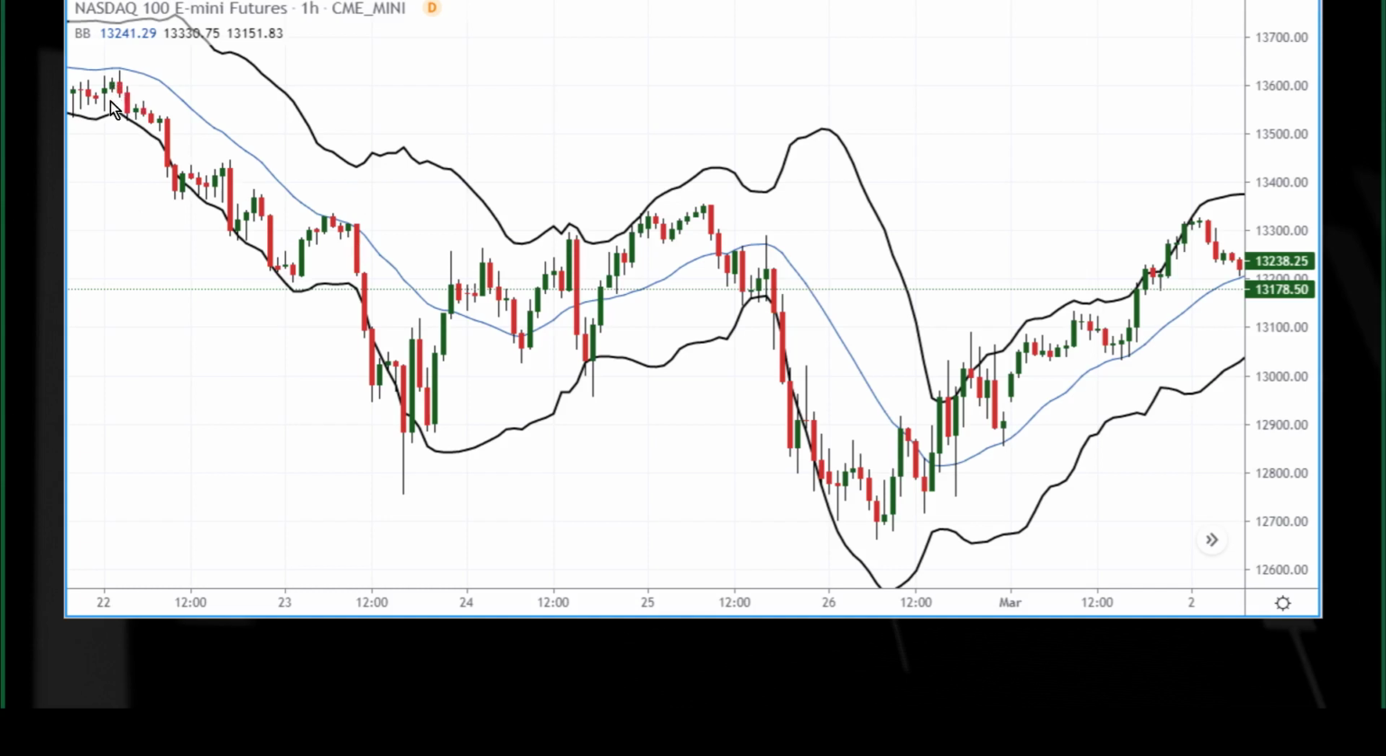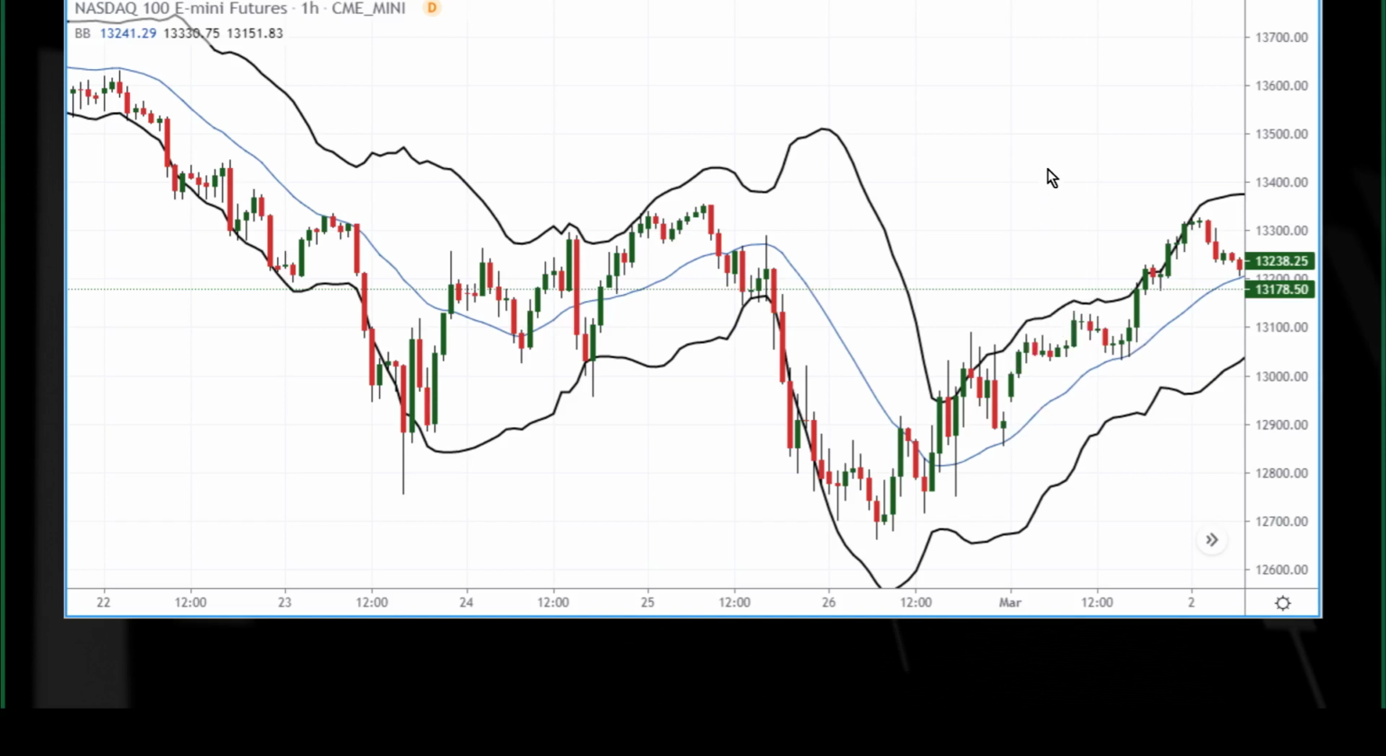it is typical that the price moves between the lower band and the moving average. So that's your indication of the market moving down. And the opposite happens here. When the market is bullish, it moves mainly between the moving average and the upper band.